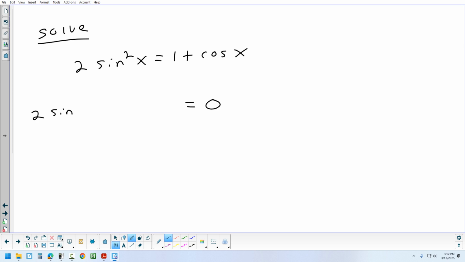So what's that first one again? 2 sine squared. Yep. Squared x. And then what was the rest? Minus 1. Okay, I'm going to put that at the end. And it would be minus cosine x minus 1.